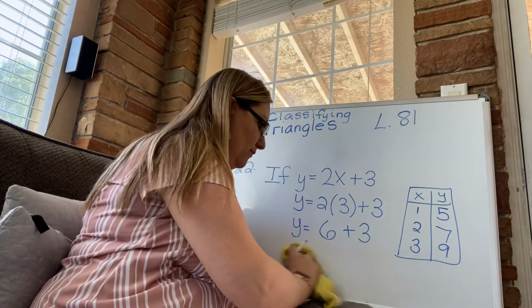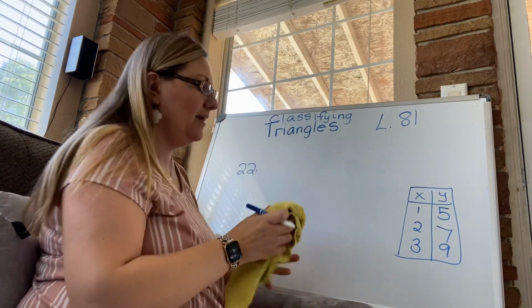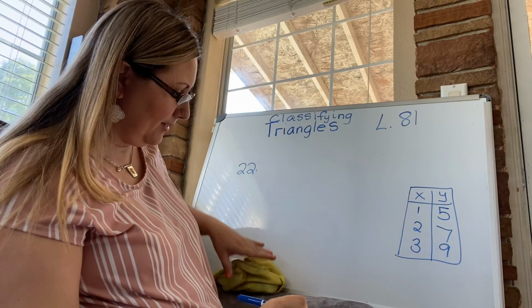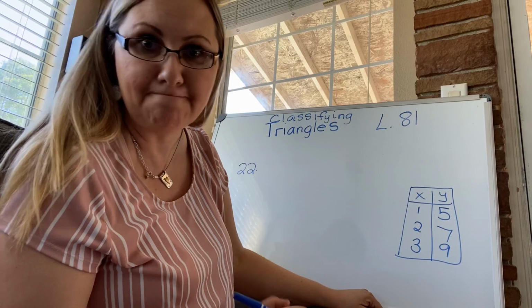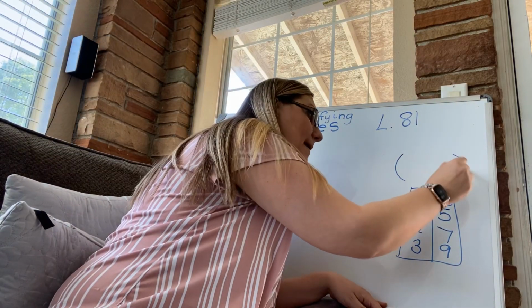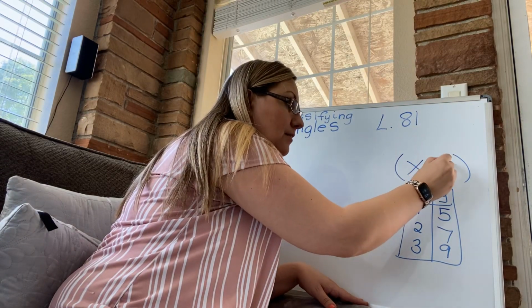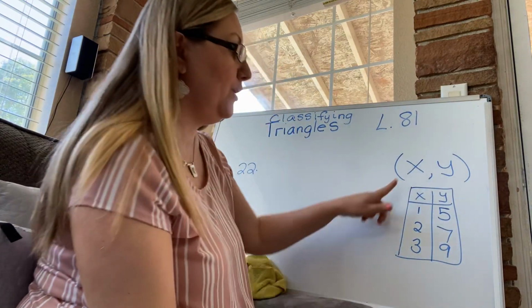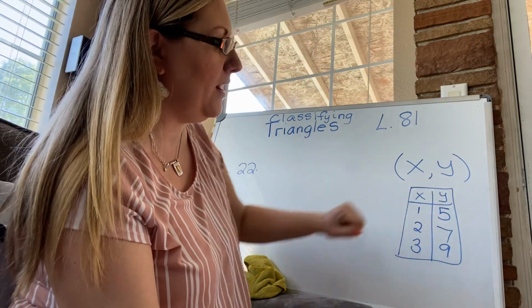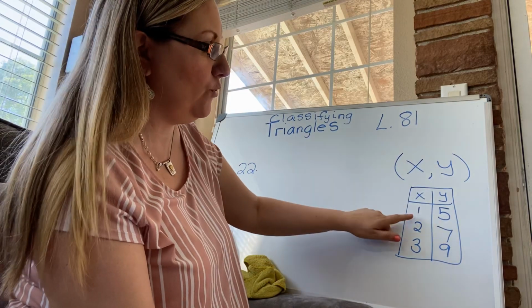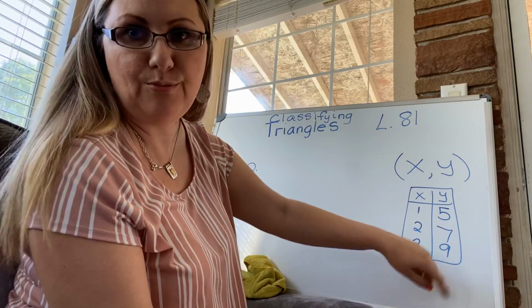We can remove all of our work to find out what y was right here, and we'll leave our table here that told us what x and y was, and we will remember that when we graph, we can have a coordinate pair like this inside of parentheses, x and y. So in the first coordinate pair, we would have 1, 5, then 2, 7, and 3, 9.